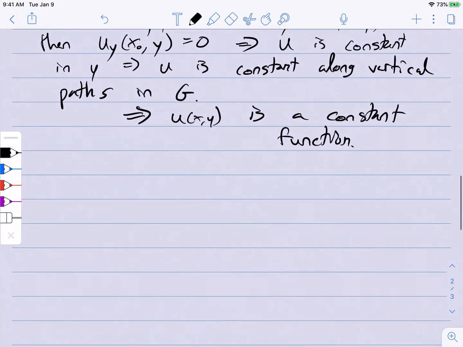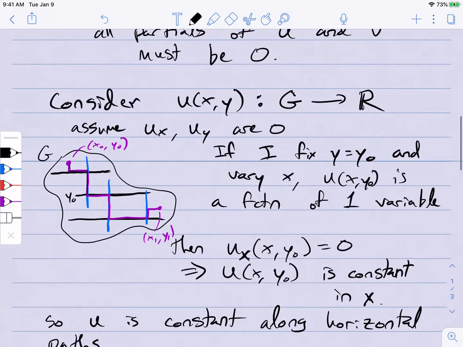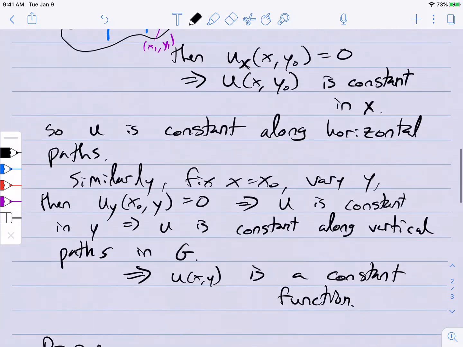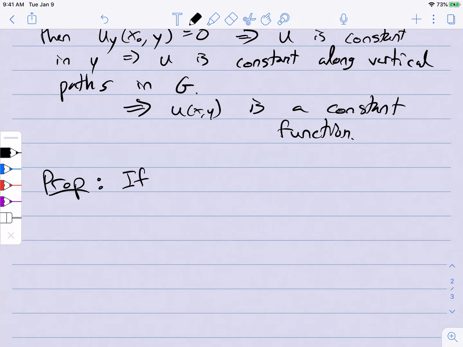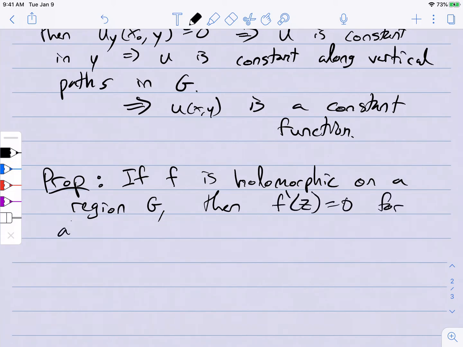So the same thing is true for v, right? There's nothing special about u. If we look at the imaginary part v, then if its partials are both 0, then it has to be a constant function as well. And so the proposition that we come up with is that if f is holomorphic, which just means its derivatives exist everywhere on a region G, then if the complex derivative is always equal to 0 for all z inside the domain G, then f is a constant function.